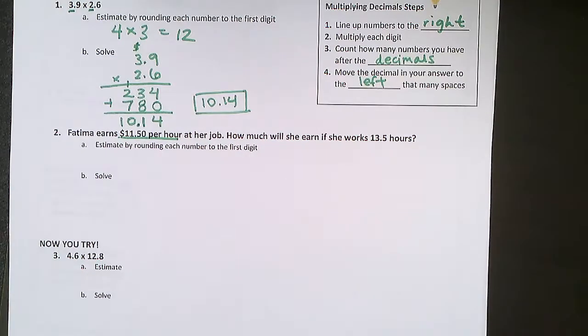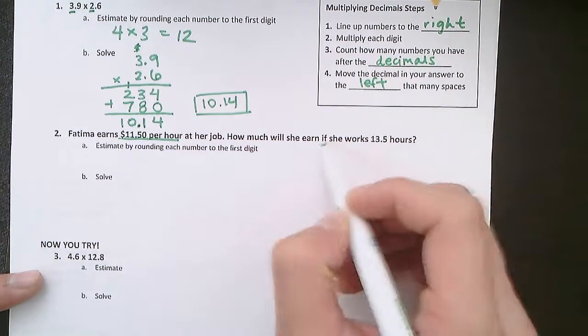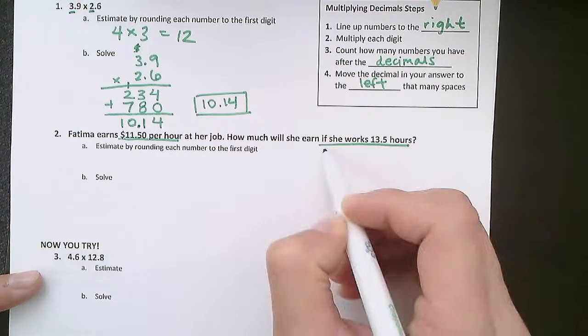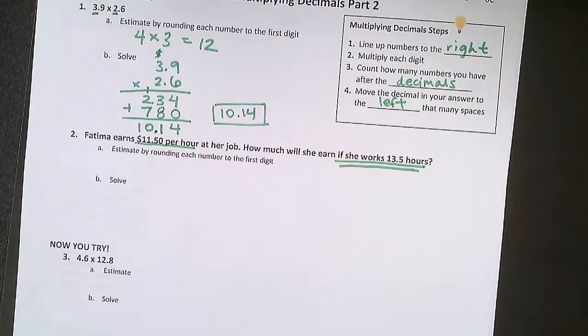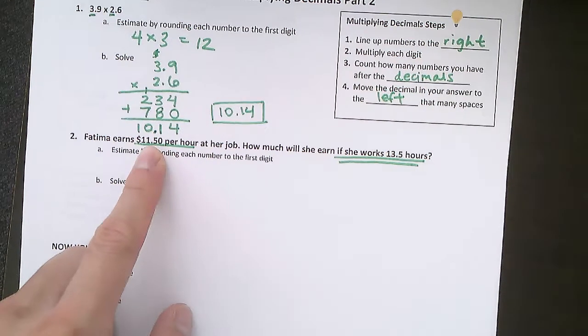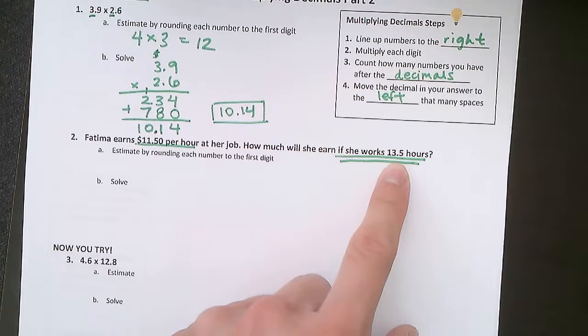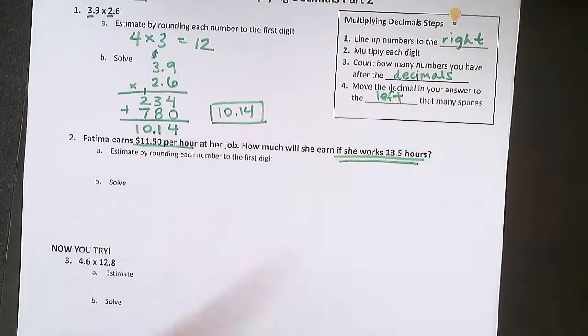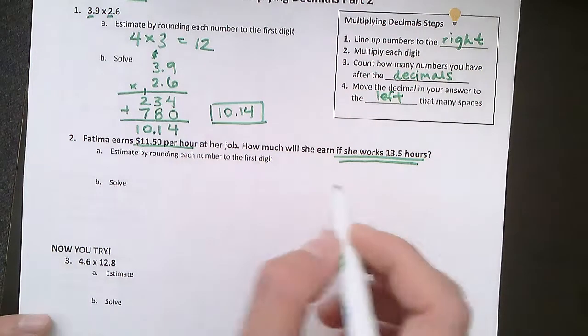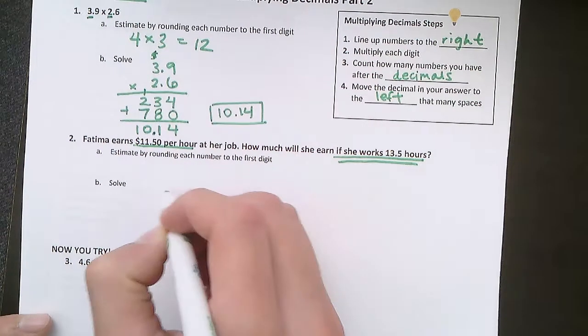Let's double underline what the problem's asking us to find. How much will she earn if she works 13.5 hours? So how much will she earn? That's what we're trying to find. So first I can think to myself, what kind of math operation do I need here? Well, if you earn this much every 1 hour, and you're doing that 13.5 times over, it's like you're multiplying 13.5 times 11.5.